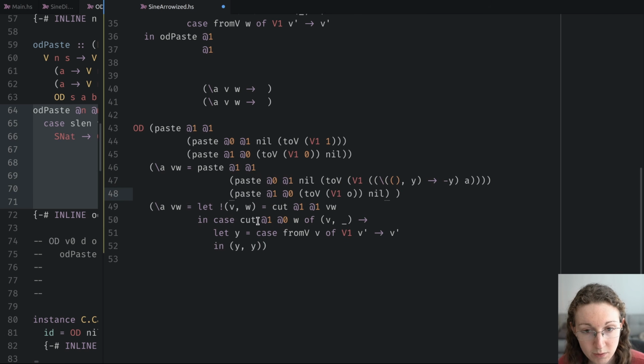And then we can take a look at this side as well. So this V here is being shadowed by this V. So this V is never used. We can remove this. And I guess we can just convert this into a case expression.